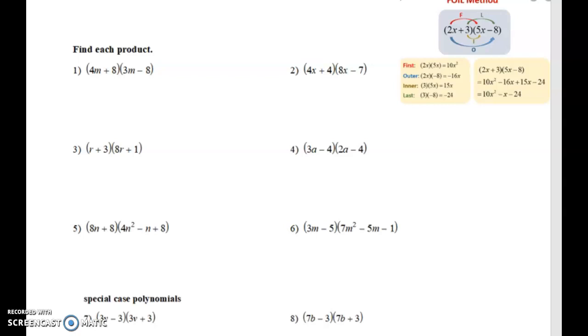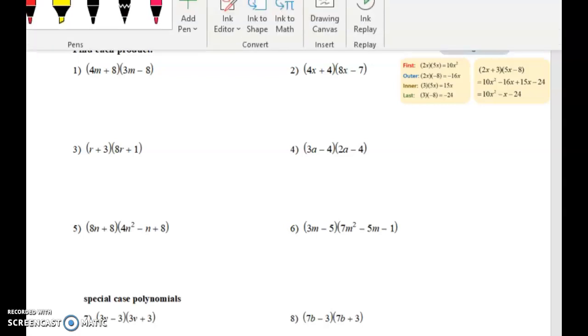Okay, welcome back, guys. What we're going to be doing now is we're going to be multiplying more polynomials. In this case, we're going to start with a binomial times a binomial. And there's a little acronym we remember. It's called FOIL. And the F stands for the first term.